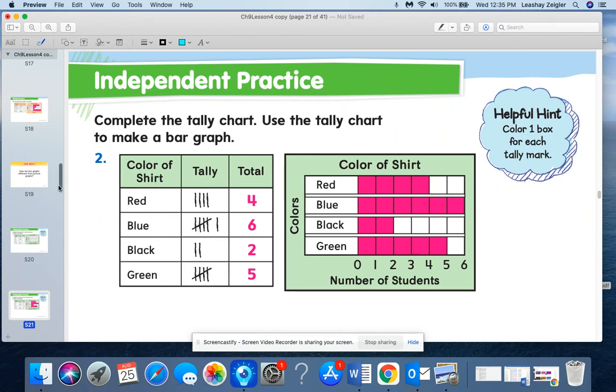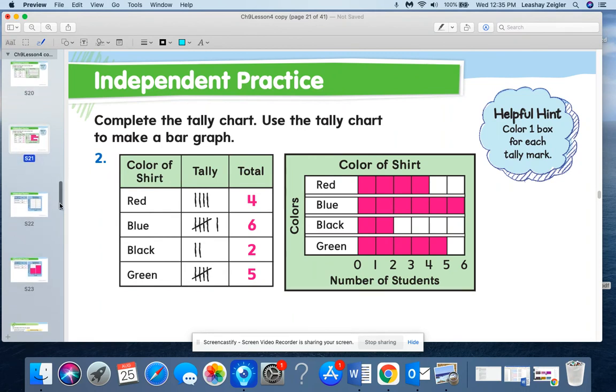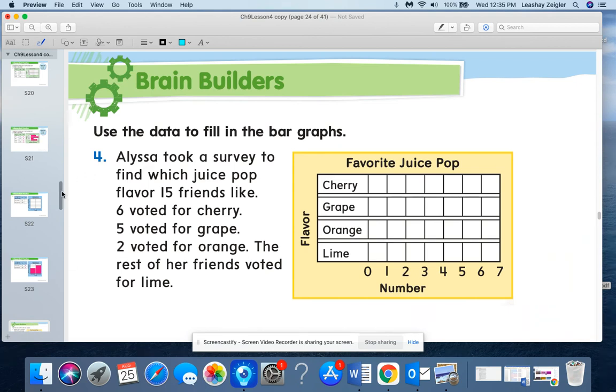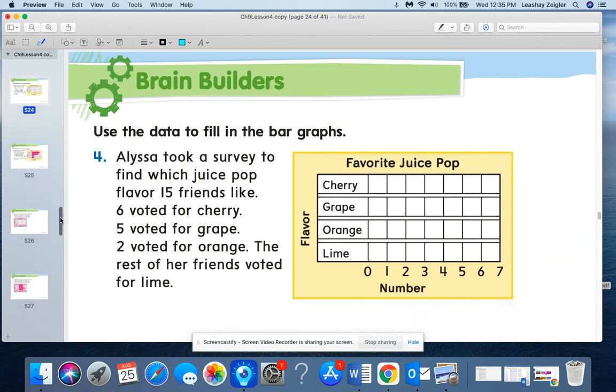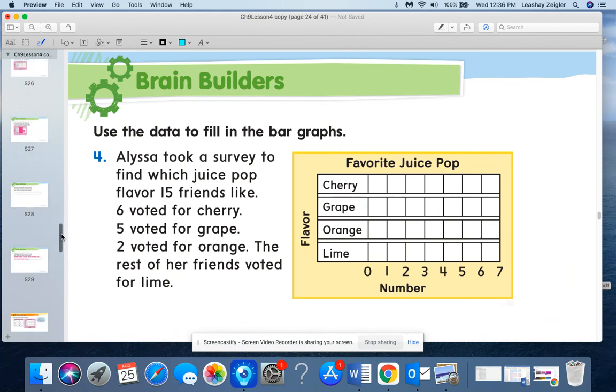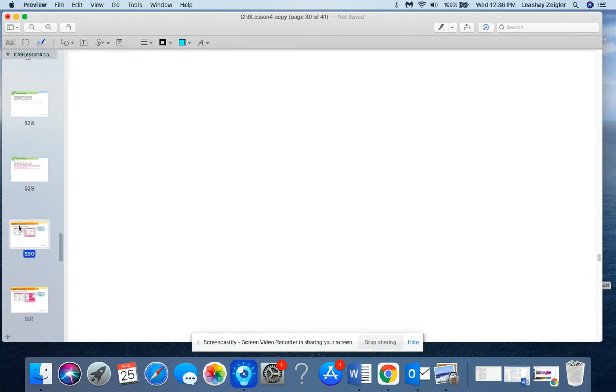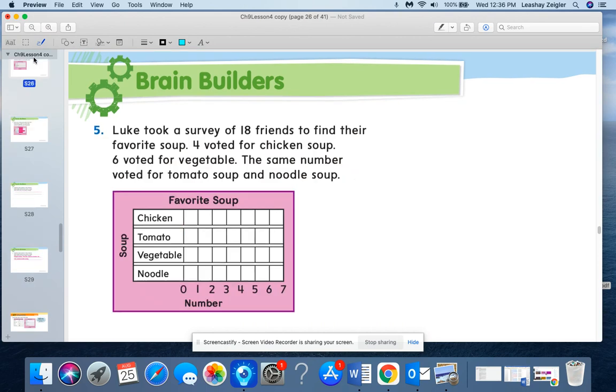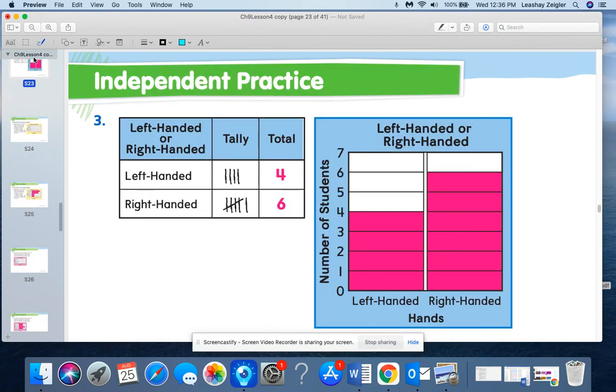And then I would like you to try to do the On My Own sheet together. We're not going to do our brain builders today. I'm just looking for your On My Own sheet. Oh, that's homework. Brain builders. Okay. You want to work on your On My Own sheet or your independent practice.